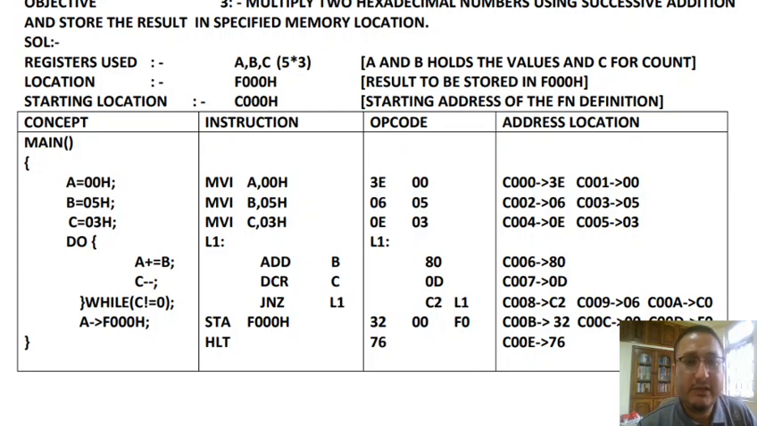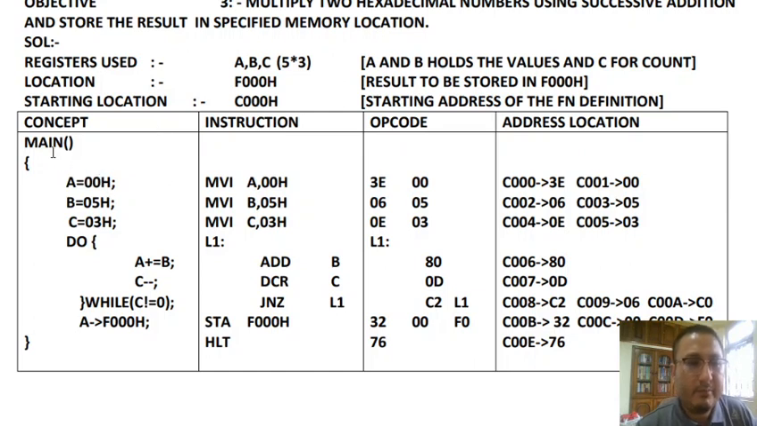So here we multiply two hexadecimal numbers using successive addition, because multiplication is always implemented as successive addition, whereas division is implemented as successive subtraction. Again, I'll repeat it: in computation, multiplication is implemented as successive addition, whereas division is implemented as successive subtraction. So in order to multiply two numbers, we need to perform successive addition.